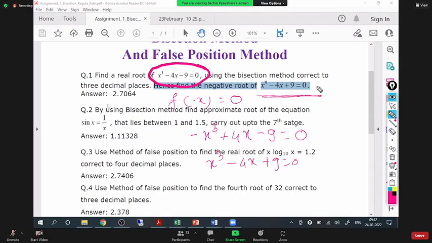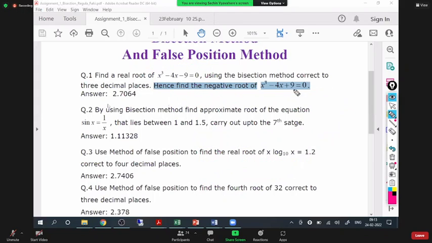Sir, can we do it separately by using this equation? Why are you going to do the 9 or 10 iterations again? Your question is already given. Hence find the negative root. Hence means using this. So when we said alpha is the root of this f(x), minus alpha, that is minus 2.706, will be the root of this equation. That is the direct answer. It is a one line answer.